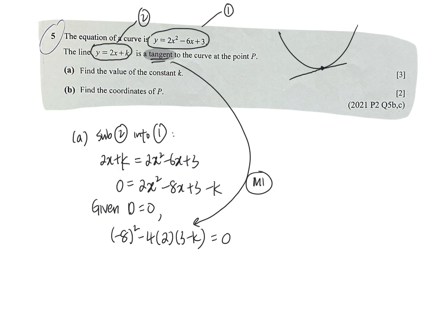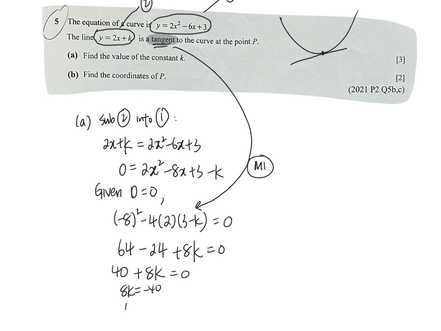Okay, because of this, now you go and solve. So 8k is minus 40, k is negative 5.